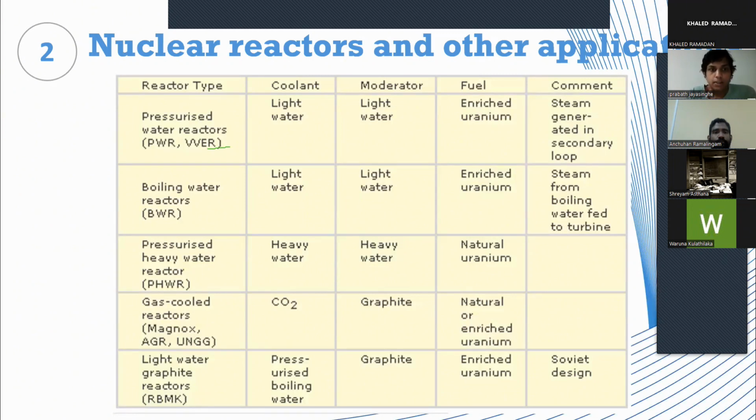One of the early types is the boiling water reactor. Next we have the pressurized heavy water reactor. We also already have gas cooled reactors, Magnox, and there will be some development later as fourth generation. And we also have light water graphite reactors, which were used when the Chernobyl accident happened. It's called the RBMK reactor. So let's move to the next slide.